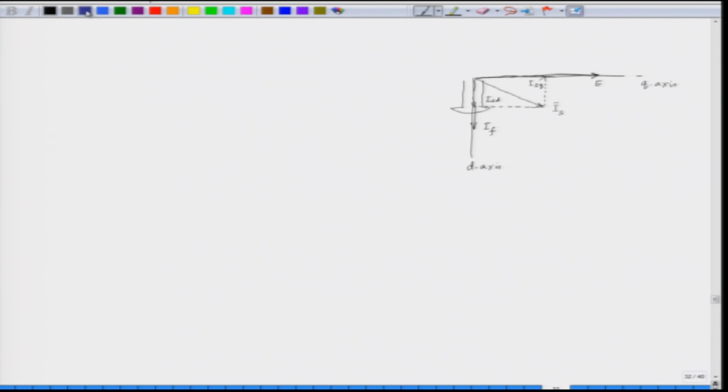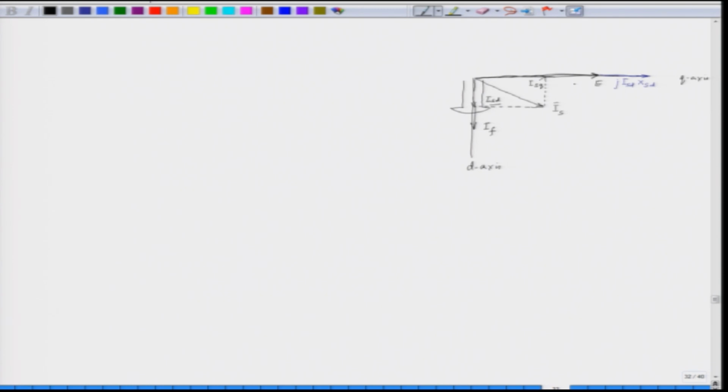The d axis reactance drop here is j I_sd into X_sd. This is our q axis. The reactance drop is at right angle to the current. The current I_sd is along this direction, so the reactance drop is at right angle to the current. So, we have a j term here.